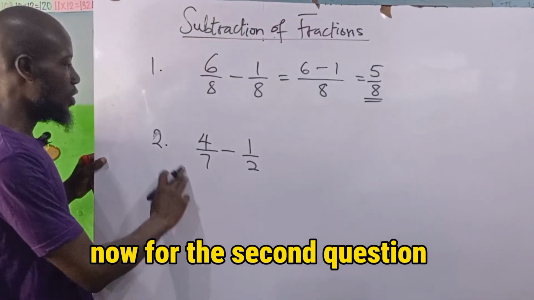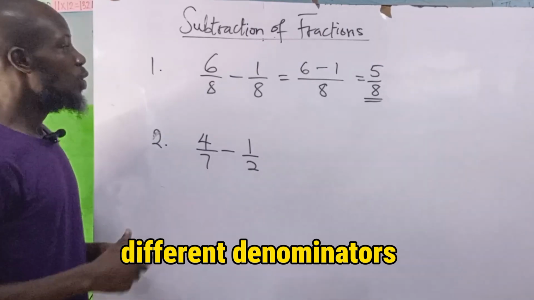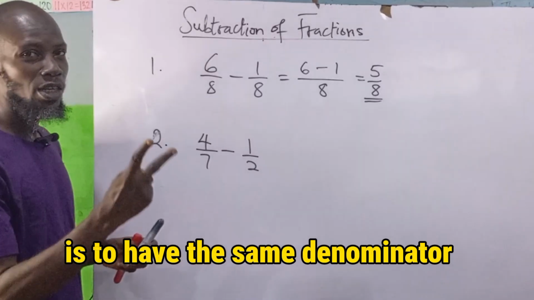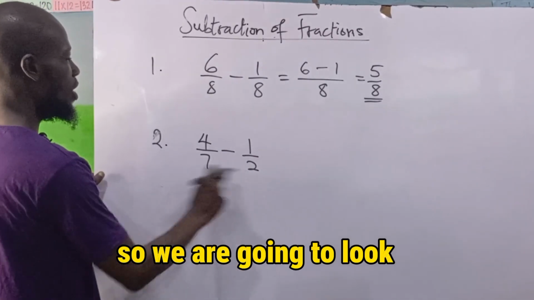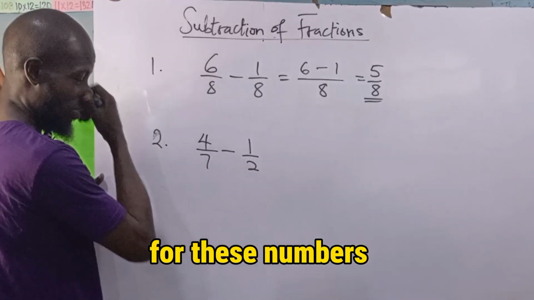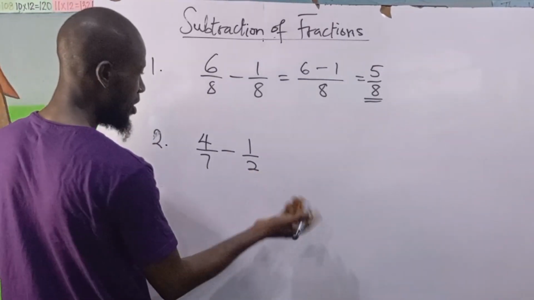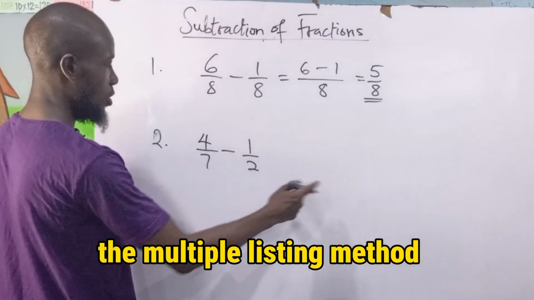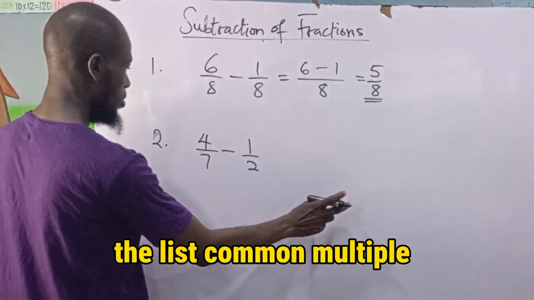Now, for the second question, you can see we have different denominators. So the first thing we have to ensure is to have the same denominator. In this case, we are going to look for a common denominator for these denominators. We are going to use the multiple listing method, where we look for the least common multiple.